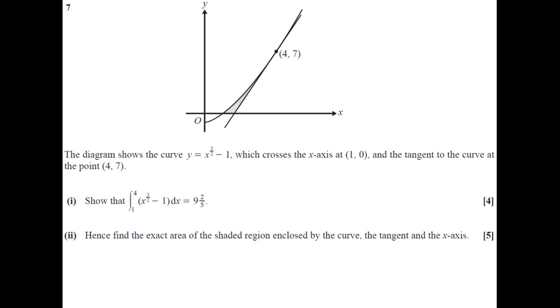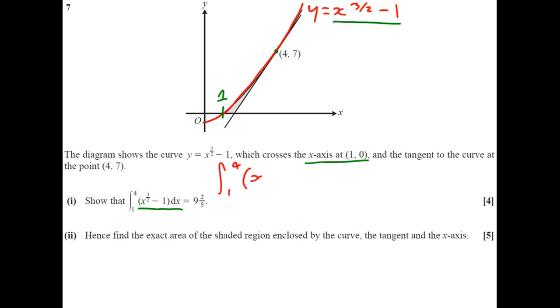Question 7. The diagram shows the curve y = x^(3/2) - 1. So here is the curve and the equation y = x^(3/2) - 1. And it crosses the x-axis at (1, 0). That information is not shown on the diagram. Okay. And it also shows the tangent to the curve at the point (4, 7), which is the straight line. Show that the integral between 4 and 1 of this function, which happens to be your equation, is 9 and 2/5. So what we're going to have to do is integrate.